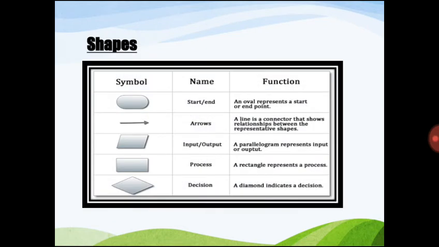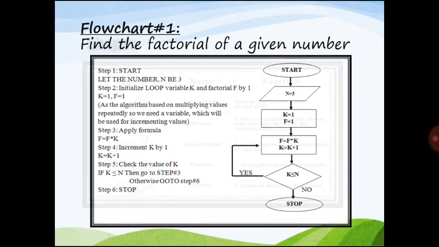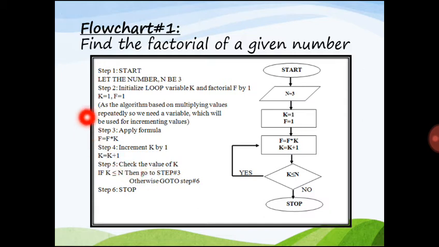So these are the basic symbols which we use for transformation of an algorithm into flowchart. The algorithm which we are going to transform into flowchart will be: find the factorial of a given number. If you remember, I have already given you a lecture on the algorithm of this specific statement. As you can see on the left side of the screen, this is the basic algorithm, and on the right side of the screen you can see the flowchart transformation of this specific algorithm.